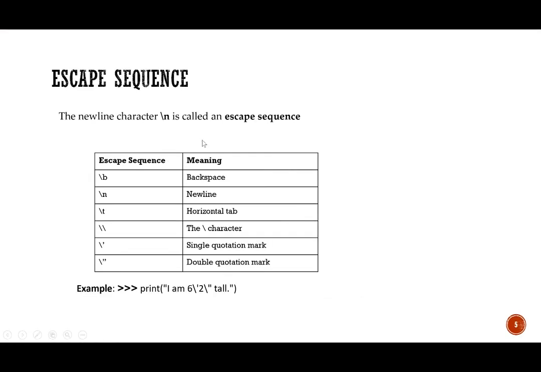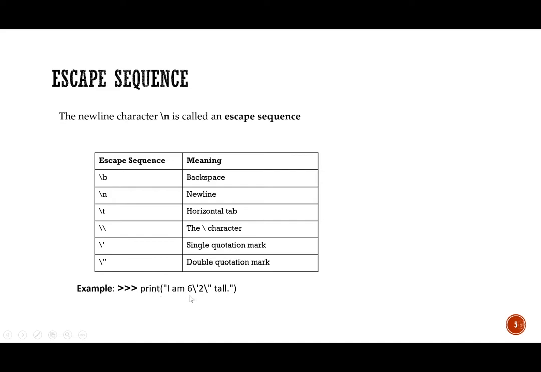The new line character backslash n is called an escape sequence. And here you can see many escape sequences with their meaning. Backslash b is used for backspace. Backslash n, as you saw in that example, for new line. Backslash t is horizontal tab. If you want to see the backslash character, you will need to have double backslashes. And then if you want to see the single quotation mark, you add backslash and the single quotation mark, and the same for double quotation mark.